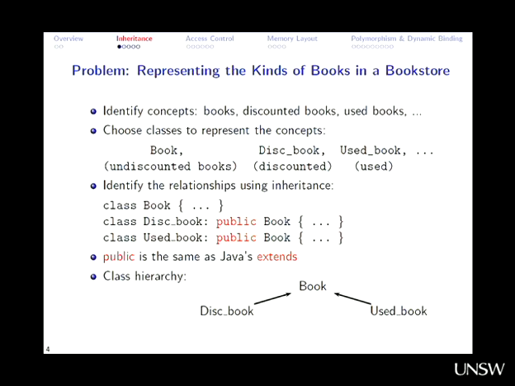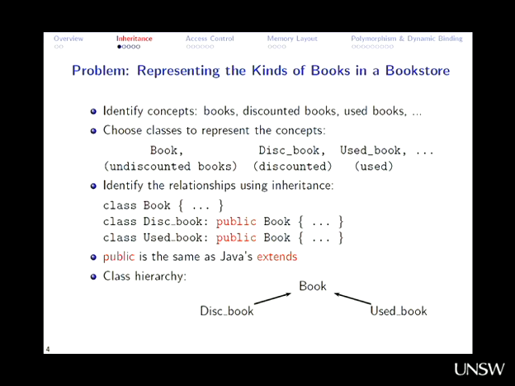So let's look at how we do inheritance in C++. Okay, imagine we've got a bookstore, and a bookstore stores some books, and there can be different types of books. It can just be normal books which are undiscounted, just normal prices. We can have a discounted book, and that's the same as a normal book, only it's got a cheaper price. And we can have a used book.